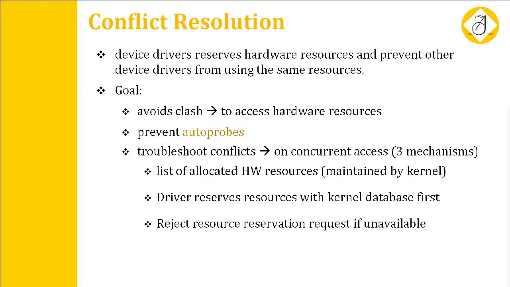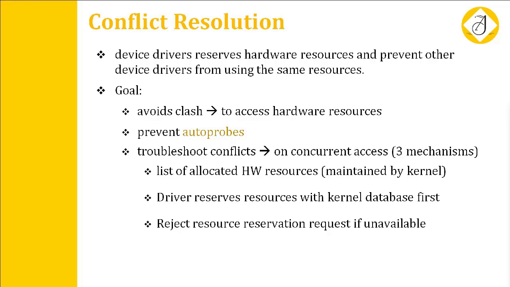The goal of this conflict resolution is to prevent the modules from clashing over access to the hardware resources. So what do you mean by a clash here? Whenever two device drivers want to access the same resource, a clash may occur. The second one is that it prevents the auto probes from interfering with the existing device drivers. The auto probe is just like accessing the same IO by both drivers. And the third one, it resolves the conflicts of multiple drivers trying to access the same hardware.